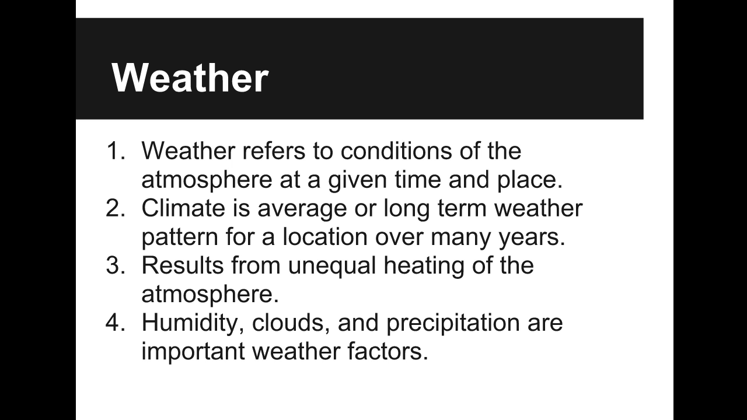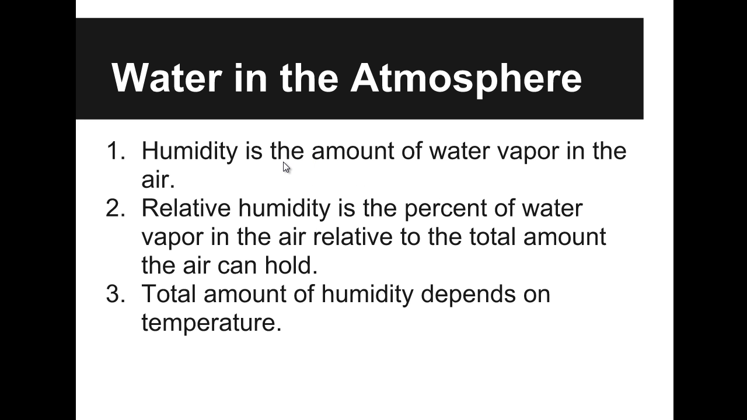Humidity and clouds and precipitation are all important weather factors. Humidity is the amount of water vapor in the air. Relative humidity is the percent of water vapor in the air compared to the total amount that the air can hold. The total amount of humidity depends on the temperature. The basic way to think about that is the colder the air is, the less moisture, the less humidity it can hold. The warmer the air is, the more moisture, the more humidity that air can hold.